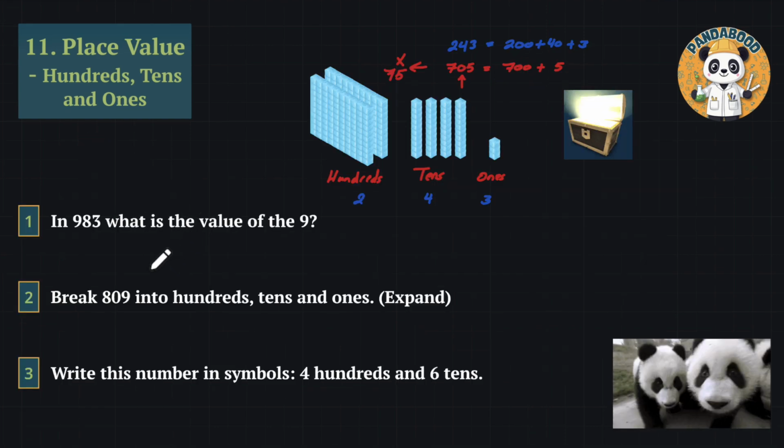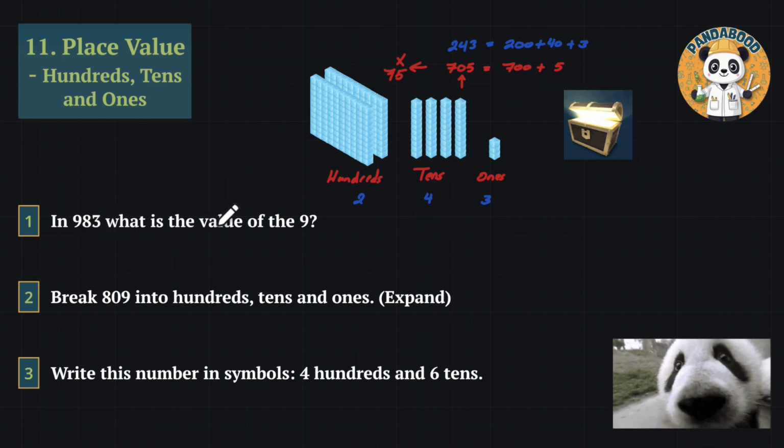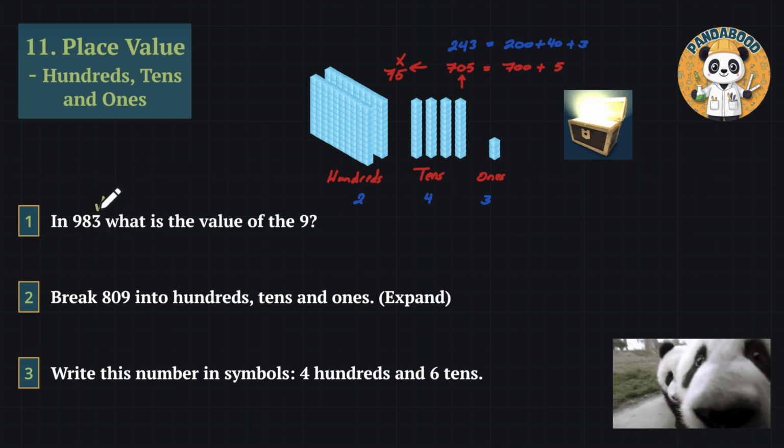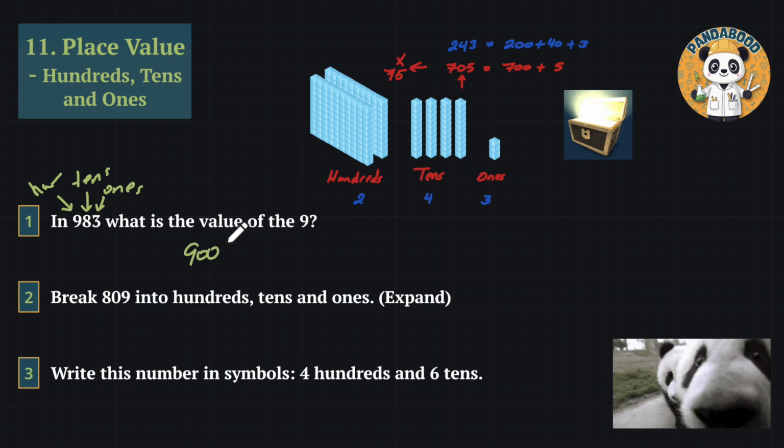Now let's do some examples. In 983, what is the value of the 9? So this is the ones, this is the tens, and this is the hundreds. So since the digit 9 is in the hundreds place, the value is 900.